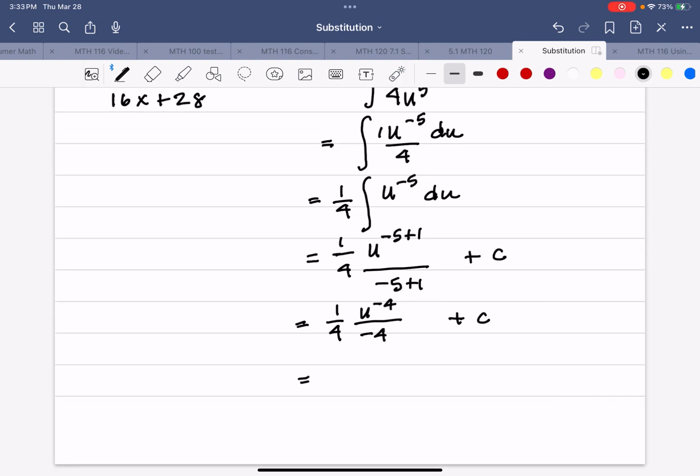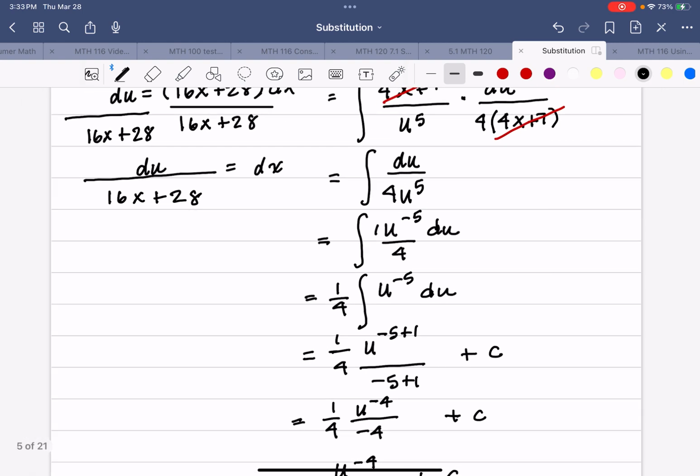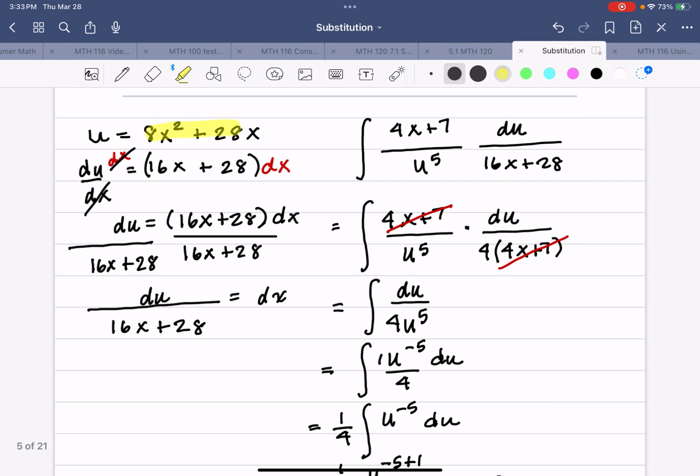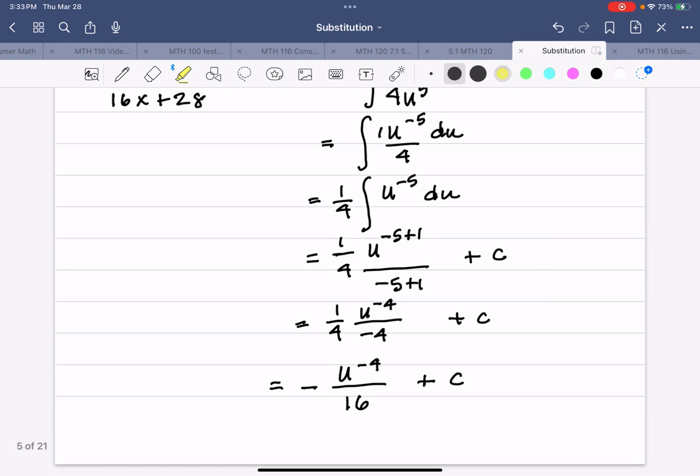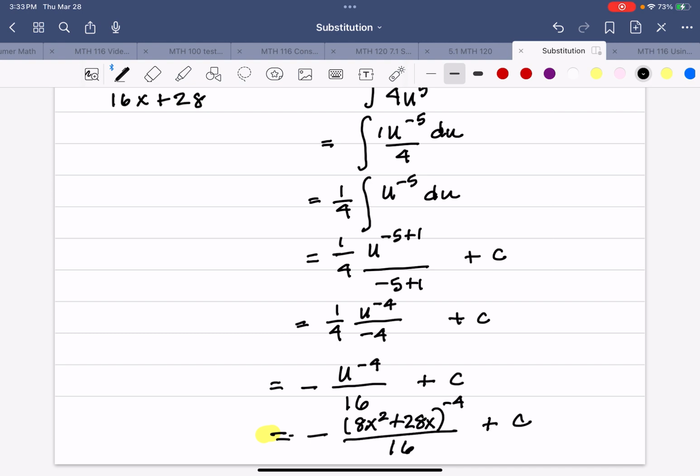So that's going to give me u to the negative 4 and a negative 16. And normally we'll just put that negative out here, even with that bar, instead of putting it in the denominator. And the only thing left is to take your u. Remember what we had? 8x squared plus 28x. So we get that this equals negative (8x squared plus 28x) to the negative 4 over 16 plus c.